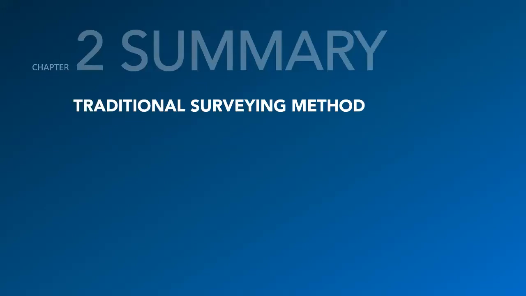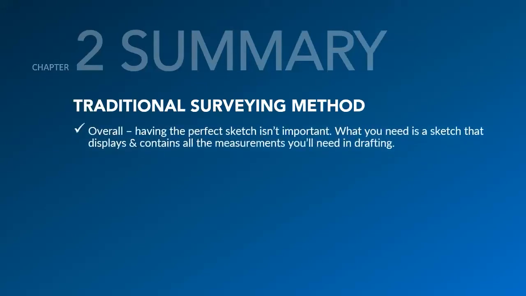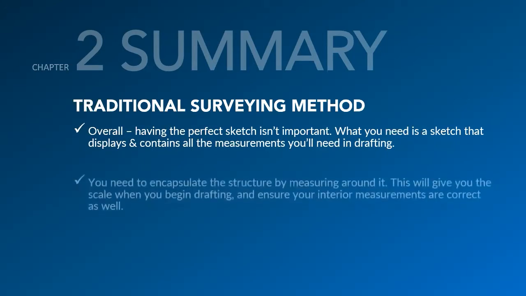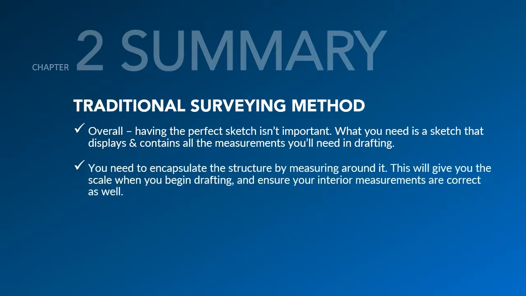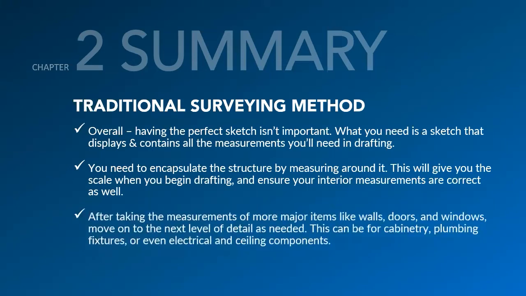To sum up the second portion of this presentation, traditional surveying methods: overall, having the perfect sketch isn't what's important. What you do need is a sketch that displays and contains all the measurements you'll need in drafting. You need to encapsulate the structure by measuring all the way around it. This will give you the scale when you begin drafting and ensure your interior measurements are correct as well. And finally, after taking those measurements of more major items like walls, doors, and windows, move on to that next level of detail as needed. This can be for cabinetry, plumbing fixtures, electrical, and ceiling components as well.